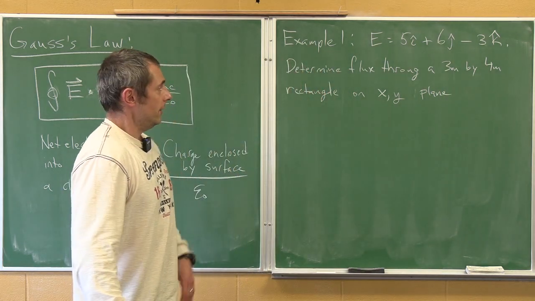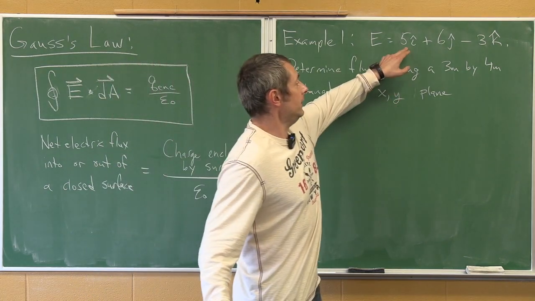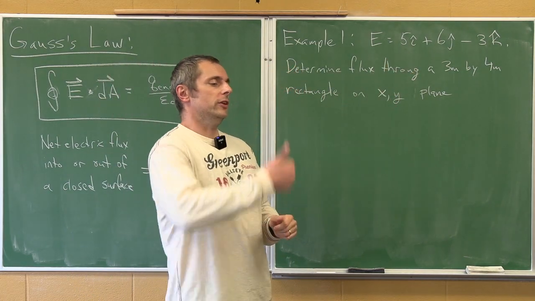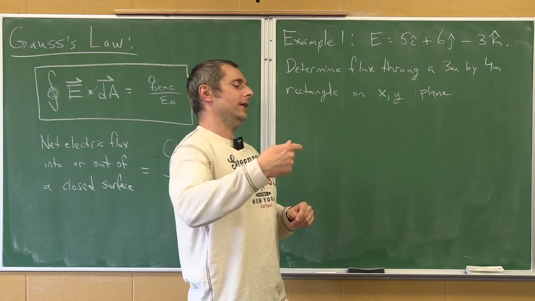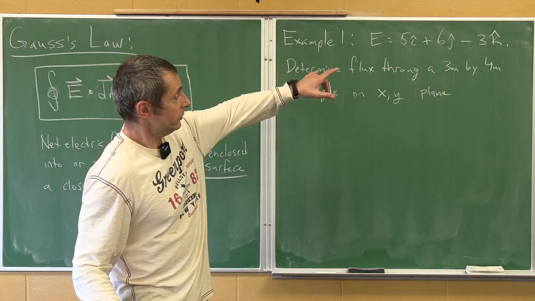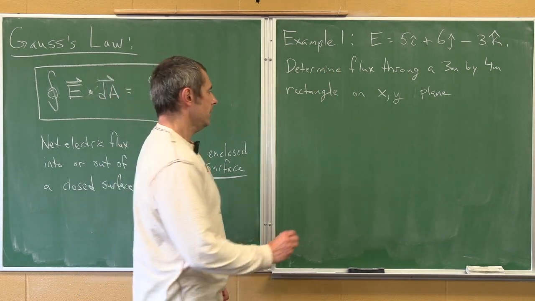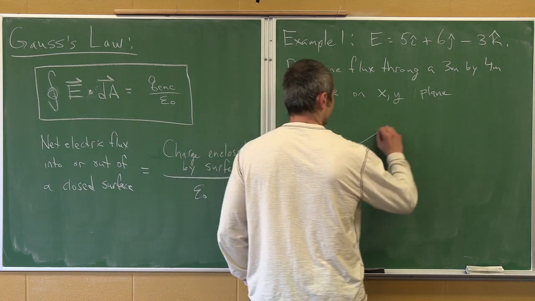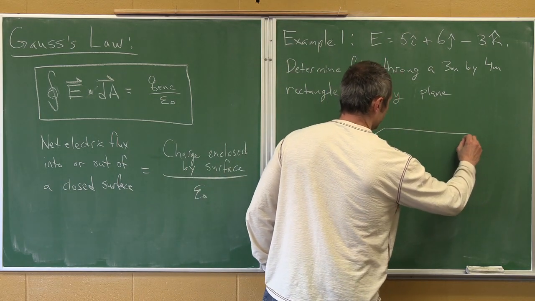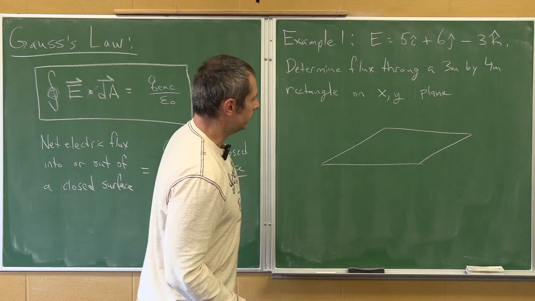Okay, so there's the example. We've got an electric field that's got 5 in the x direction, 6 in the y direction, and 3 in the negative z direction. That's in that notation, so it's in 3 dimensions. And I want to find the flux through a rectangle in the xy plane. So this is just the xy plane. Of course, it extends further in all directions.